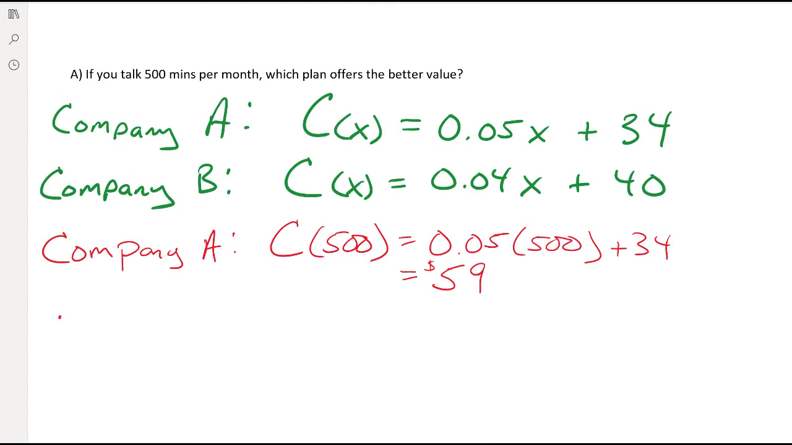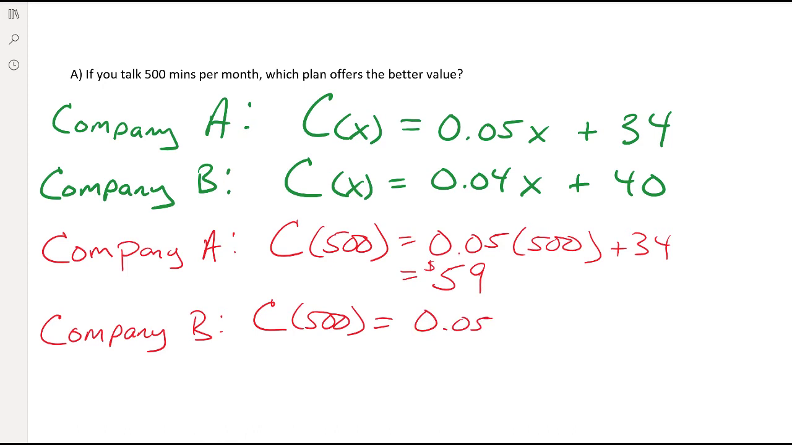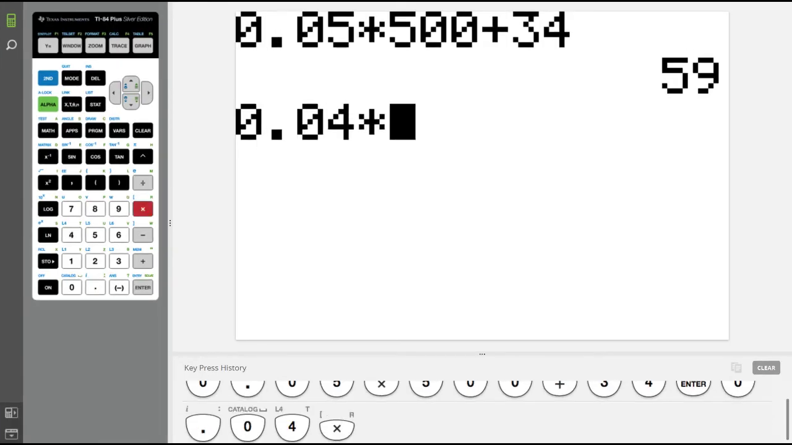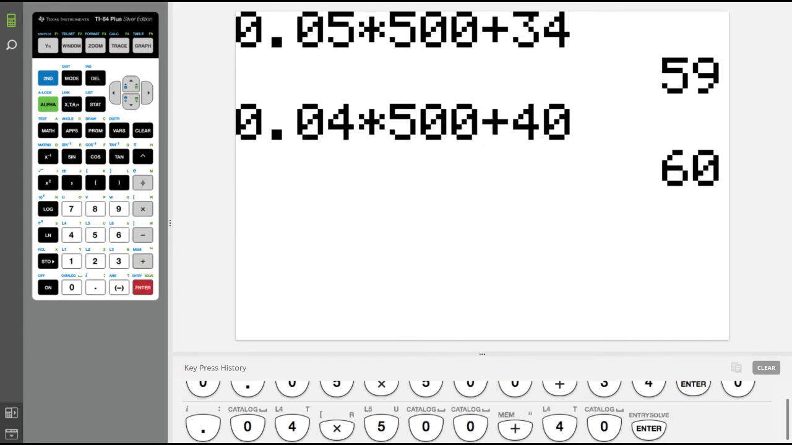Let's do the same thing for Company B. We also want to find the cost of 500 minutes, and that's going to be, this time, not 0.05. We're using Company B, so it's 0.04 times 500 plus the service charge of 40 bucks. What does that give us? That should give us, I believe, 60 bucks, but let me double check that. If I take 0.04, multiply that by 500 plus the 40 bucks, there we go, 60 bucks.